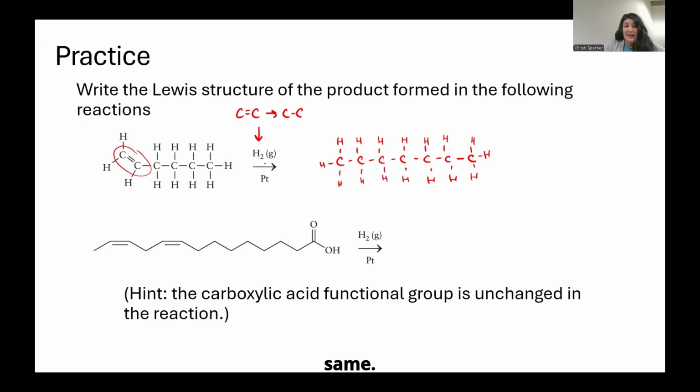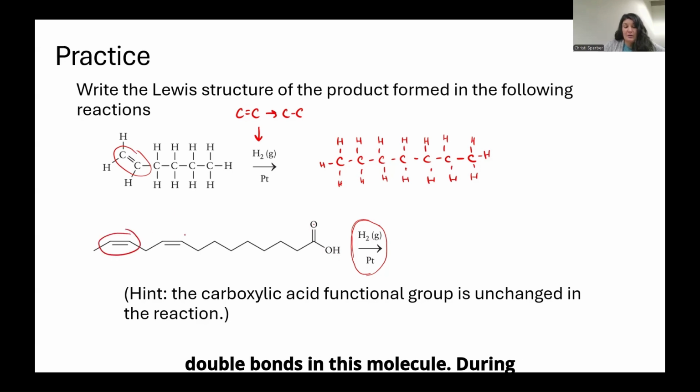We have the same reductants here, and it says hint: the carboxylic acid functional group is unchanged in this reaction. So this part, the COOH, is not going to change. The only part that's going to change are the double bonds. We have 2 double bonds in this molecule. During this catalytic hydrogenation, every double bond is going to be changed.